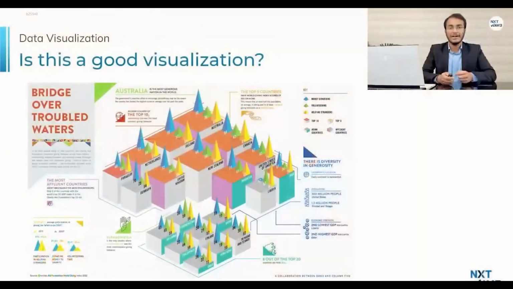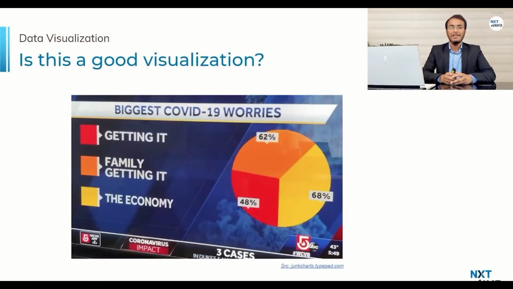Now this is an example. Let's look at a few other examples. Now this is an example where the data is actually misleading. Sorry, the visualization is actually misleading. Now this particular agency, whatever it is, they have collected information during the COVID-19 crisis. They did a survey of the biggest worries of people. The first worry was whether they are getting it. So 48% of the people are worried about it, and their family getting it. 62% of the people are worried about that, and the other 68% of the people are worried about the economy getting halted as a whole.